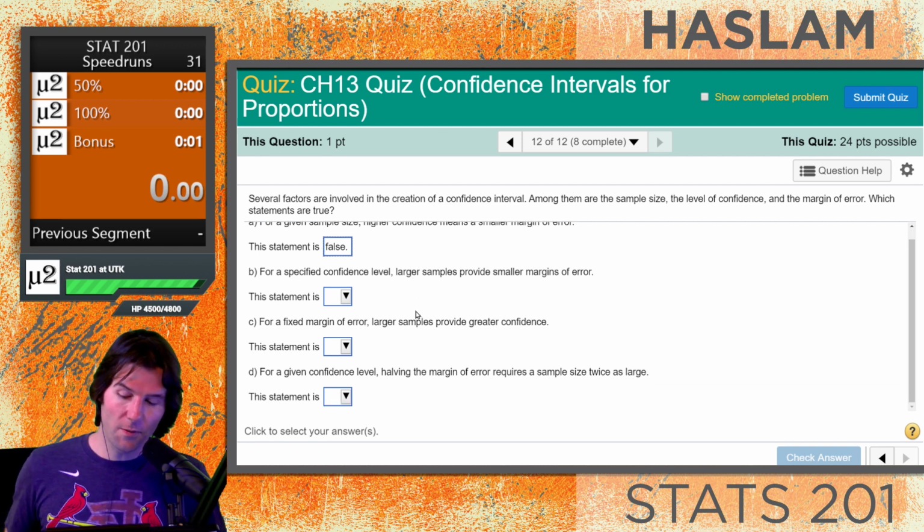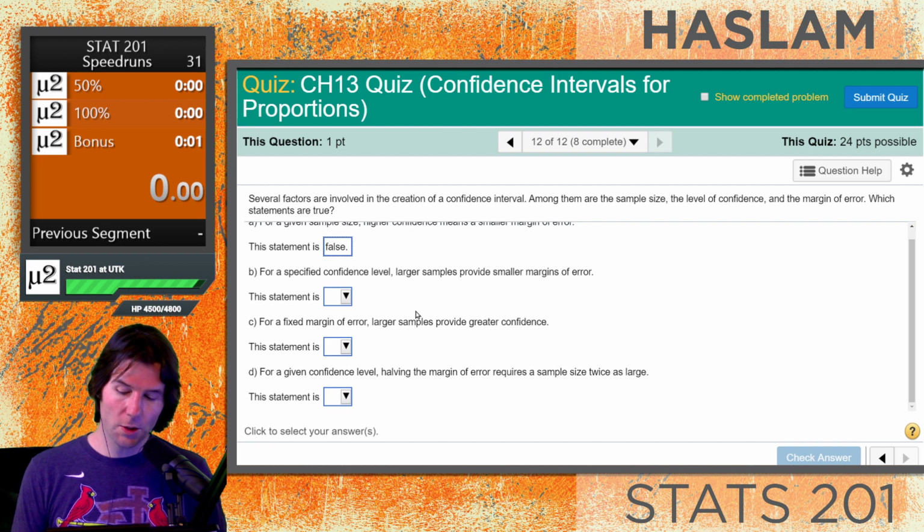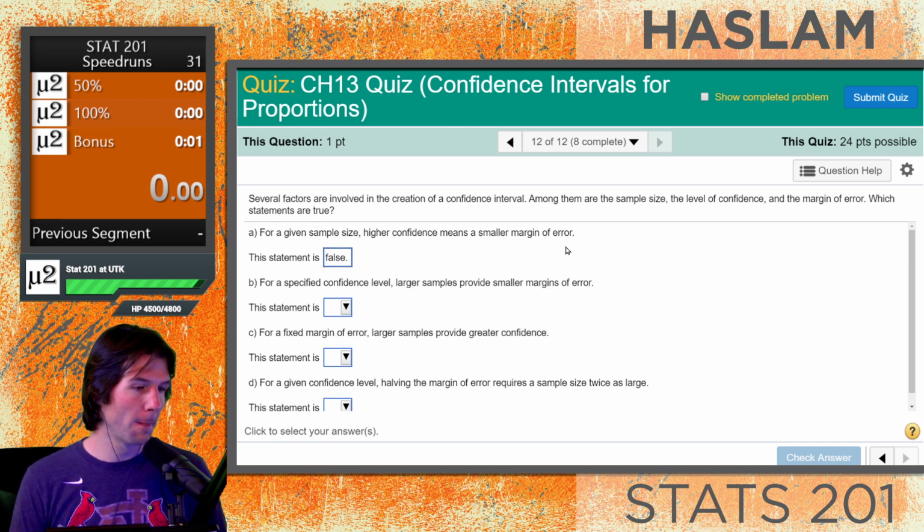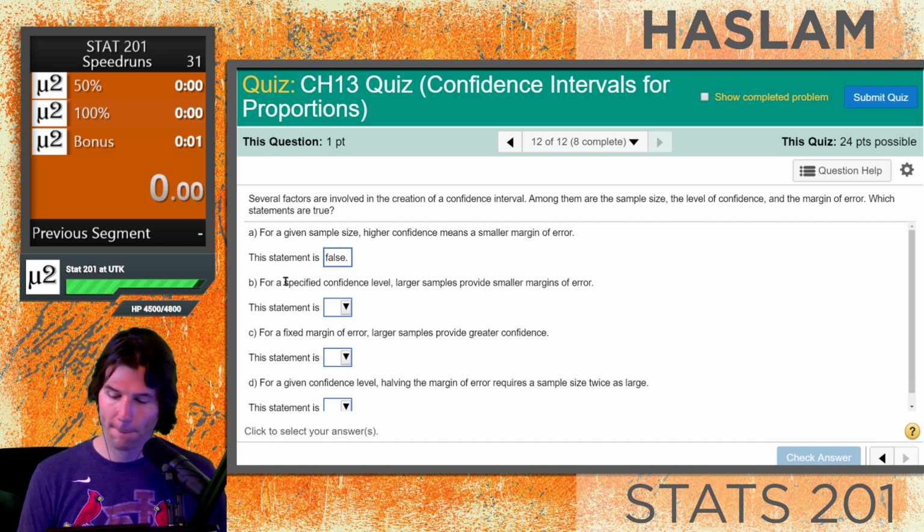For a specific confidence level, larger sample... Let me double check. For a given sample size, higher confidence means a smaller margin of error. Yeah, I think we're right. Put your numbers in the chat, Carly. I'll double check it for you right here.